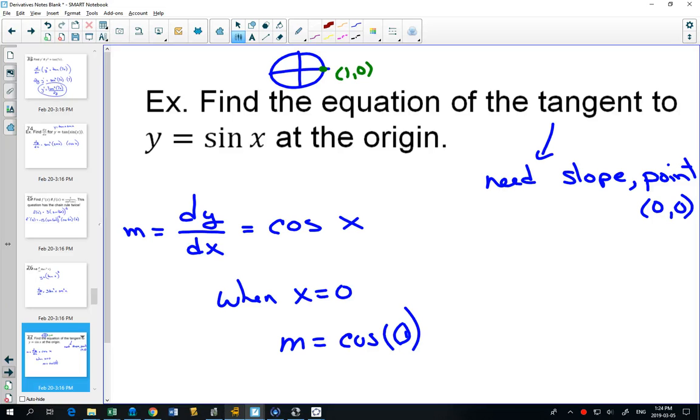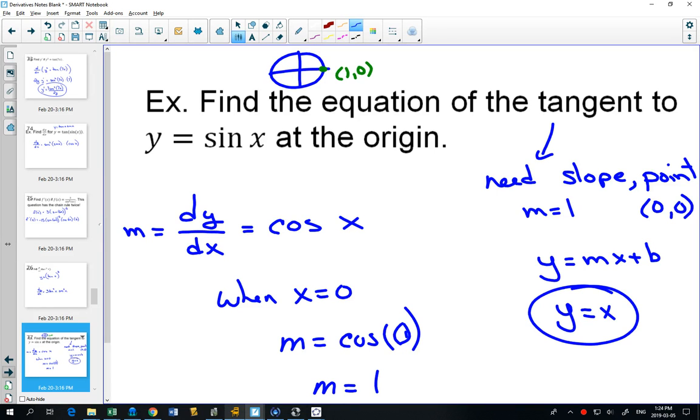Is cos your x coordinate or your y coordinate? Cos is your x coordinate. And so your slope would be 1. So once you have your slope and your point, I think this one works really well to use y equals mx plus b because the origin is your y-intercept. Slope of 1, y-intercept of 0. The equation of the tangent line will just be y equals x.